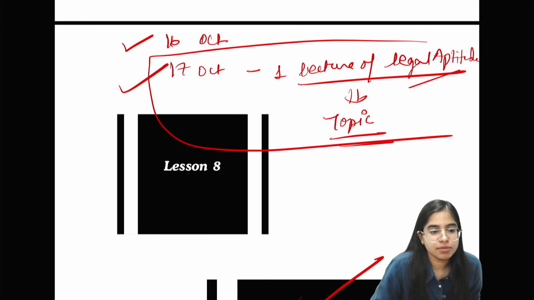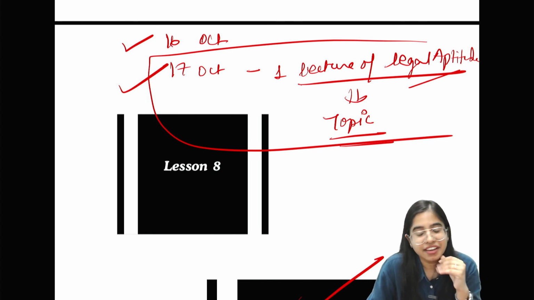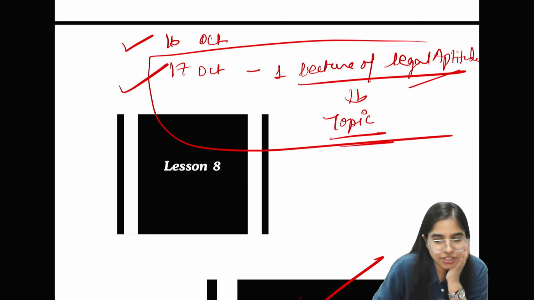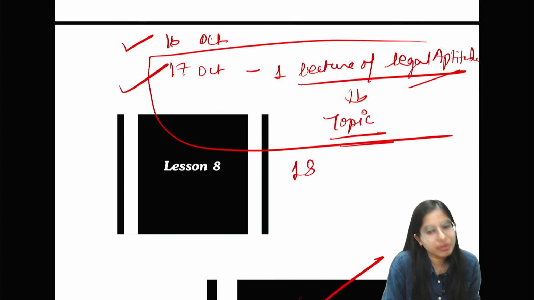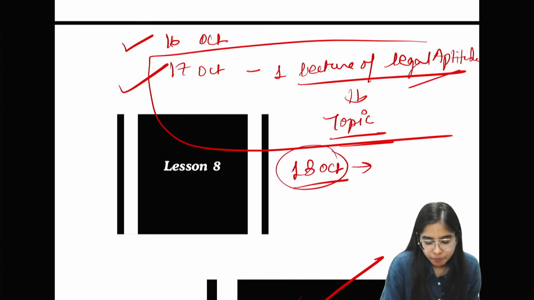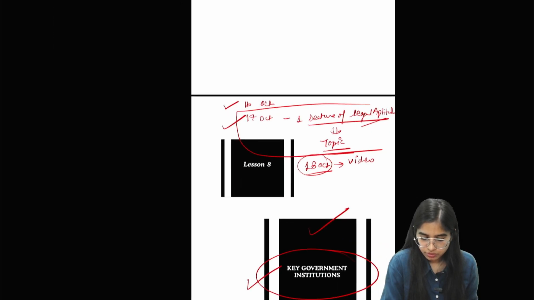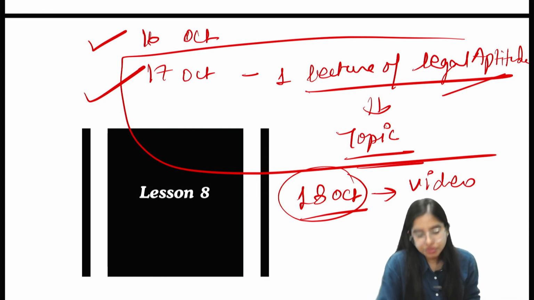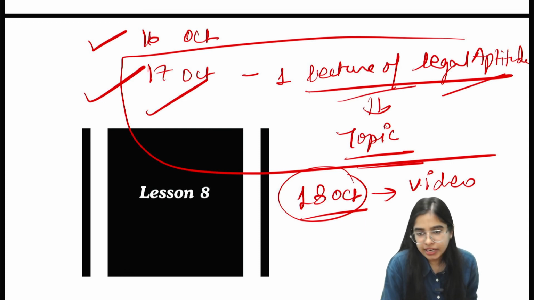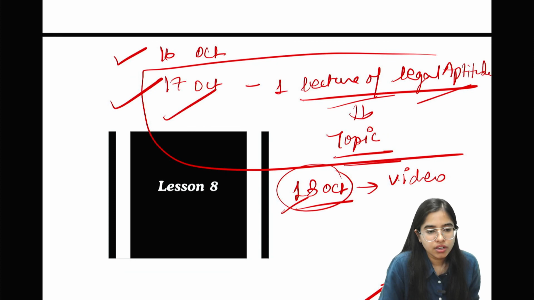Legal maxim is also left, right? I regret one thing: I should have taken a few legal maxims every day along with the legal aptitude lectures. On 17th October we will be doing the Indian Contract Act. For legal maxim, I'm giving you two options: either we take one more lecture on 18th October for legal maxim, or I will provide you a video. What do you want? Class is better, ma'am. One more lecture. Okay, then we will hold two lectures of legal aptitude. On 17th, we will do the Indian Contract Act. On 18th, we will do legal maxim, and that's how we will complete our course.